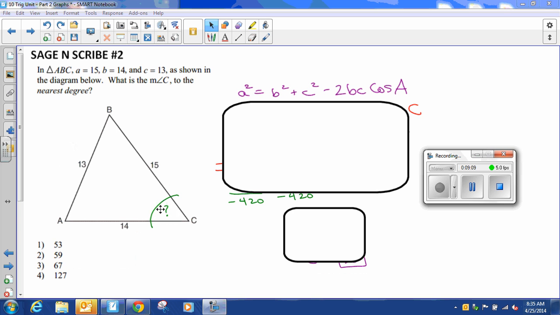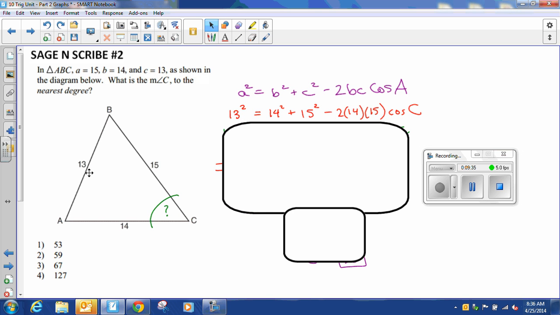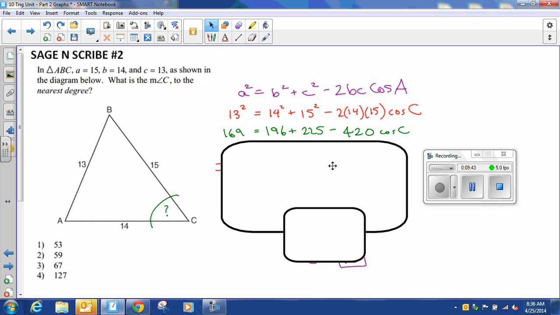Last one, number 2, sage and scribe. So here's our triangle. They give us side lengths for everything, and they want to know what is the angle C. So once again, we can use the law of cosines. Because all sides are given, they want to know the angle of C. So we just plug in. A is 13, B is 14, C is 15. We need to square all those. Plug these in. 169 equals 196 plus 225 minus 420 cosine C.